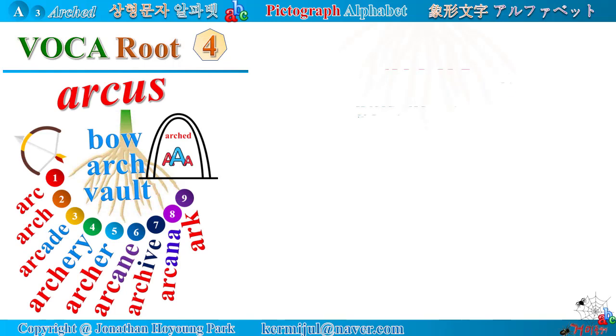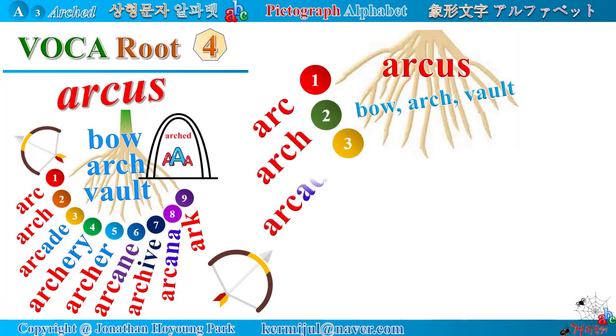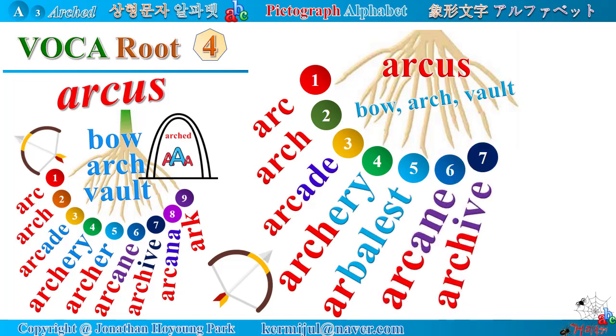Voca root number 4. Latin root arcus means bow, arch, or vault. Hereunder we will study various words containing Latin root arcus. Arc, arch, arcade, archery, arbalest, arcane, archive, arcana, arc.